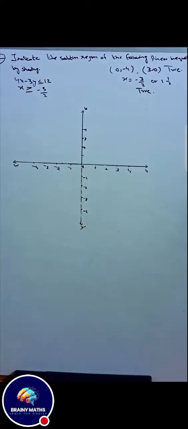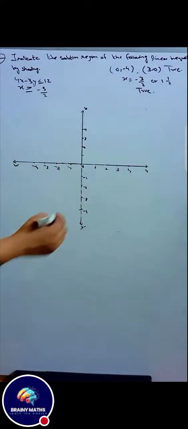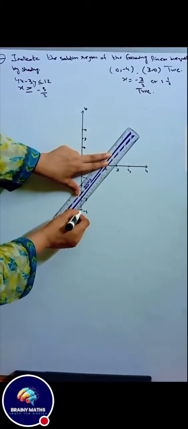Alright, now next. This is 1 and this is 4. So first represent x is 0, y is minus 4. It must be like here. Next is x is 3, y is 0. This is the next point. Now by joining these points, I get a straight line, like these 2 points.